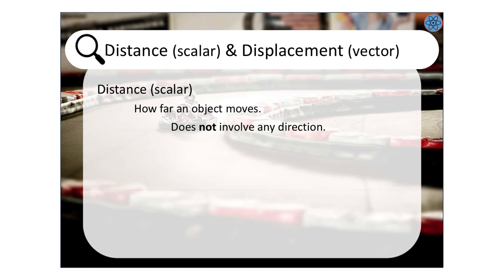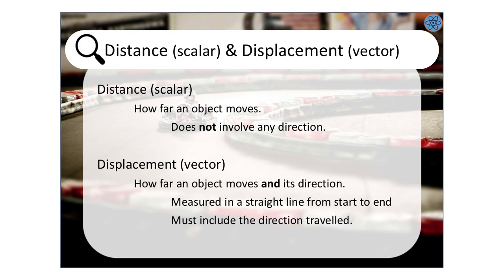Hello, today we're going to look at distance and displacement, where distance is known as a scalar and displacement known as a vector. So with distance, that's how far an object moves, and it does not involve any direction. And the difference between distance and displacement is also how far an object moves, but it does include its direction. So it's measured in a straight line from start to end, so as the crow flies, A to B, and it must include the direction travelled.